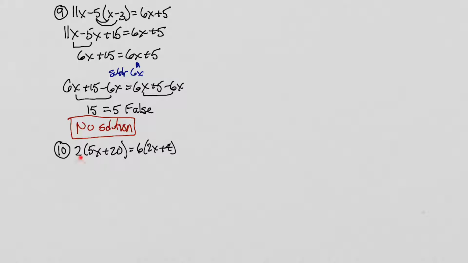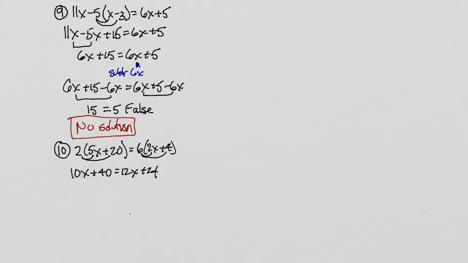Number 10, I'm going to start by multiplying through here and to eliminate those parentheses. So doing so will give me, now 2 times 5x is 10x. 2 times positive 20 is plus 40 equals 6 times 2x is 12x. 6 times positive 4 is 24. And I see I've got x's on both sides, so I'll use the side on which I have more x's already. I've got 10 on the left, 12 on the right, so I'm going to get all the x's on the right.